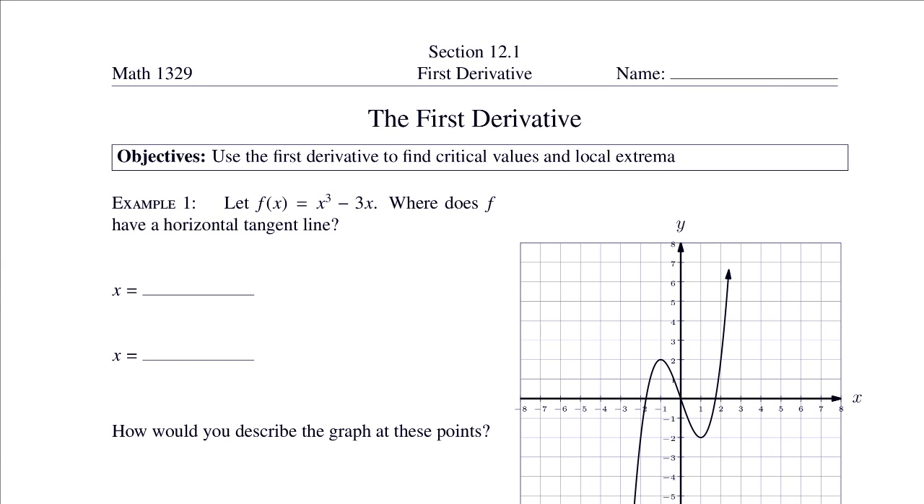Today in section 12.1, we'll look at the first derivative. Now, notice that we have to call this thing the first derivative because, in fact, you could start taking derivatives of derivatives. The derivative of the first derivative will be the second derivative, the derivative of the second derivative will be the third derivative, etc. Everything that we've done so far in this class has been the first derivative, and so we now have to be a little more specific.